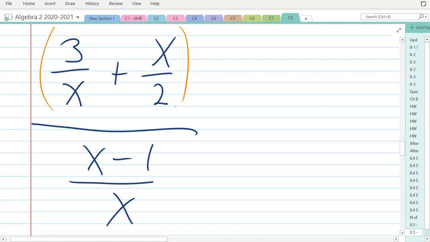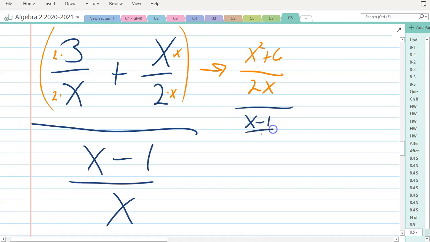Now, in order to get a common denominator, I'm going to multiply the left side by 2. Whatever I do to the bottom, I do to the top. I'm going to multiply the right-hand side by x. Whatever I do to the bottom, I do to the top. And what this top is going to be is x squared plus 6 over common denominator of 2x. Now the original problem still has the x minus 1 over x. If we remember from before, when dividing fractions, you take the bottom and you invert and multiply.